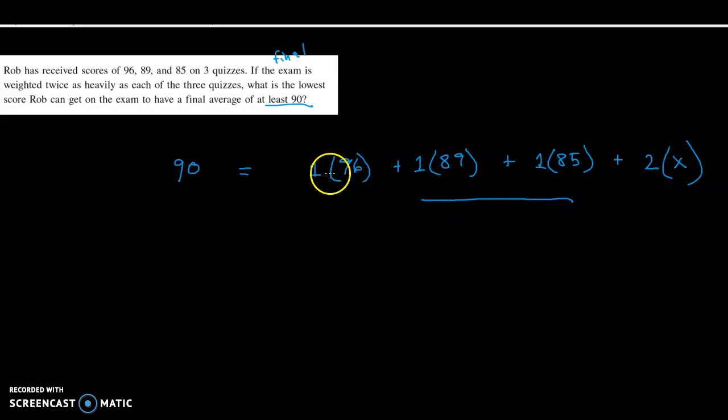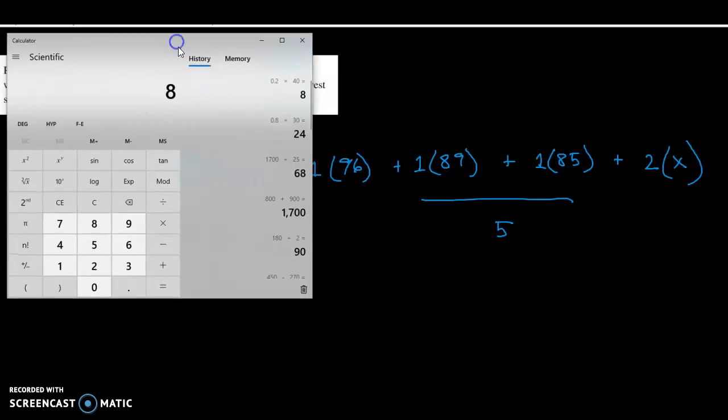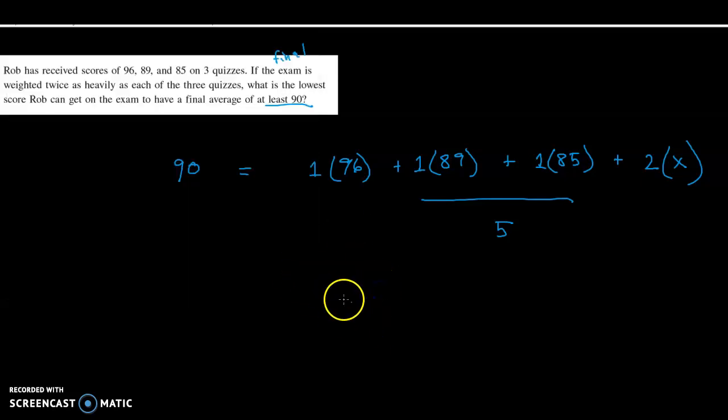So now the last bit is to add up all the numbers. 1 plus 1 plus 1 plus 2 is 5. And now we just have to solve for X. What would X have to be in order for the weighted average to end up being at least 90? Okay, so I could say equal to or greater than. All right, well, that's kind of just calculator work at this point. 96 plus 89 plus 85 is equal to 270. So here's what I've got so far. I've got 90 is equal to 270 plus 2x, and that is divided by 5, right?